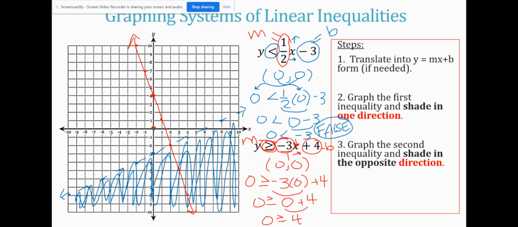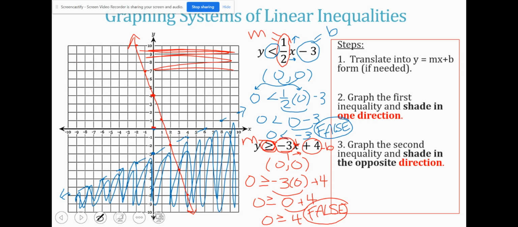So now we need to decide if this is true. Is 0 greater than or equal to 4? So is 0 larger than 4? Because remember, alligator eats the bigger number. Is this true? No. We know that 0 is smaller than 4. So this is also false. So we're going to shade the side of the line that does not contain this test point. So the test point was on this side, so we're going to shade the opposite side, which is over here.